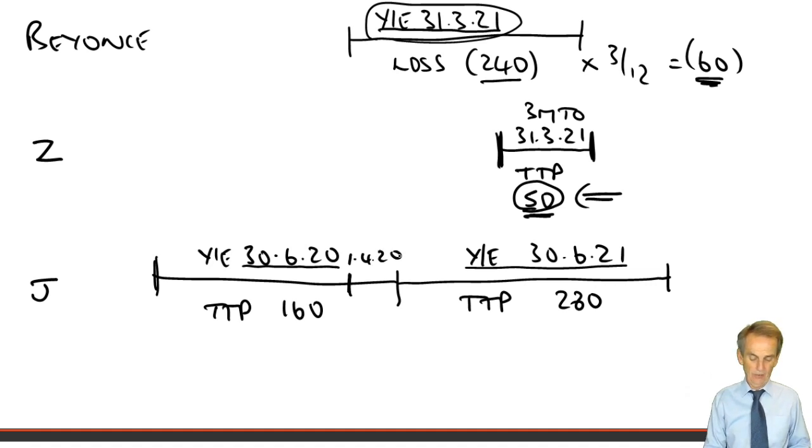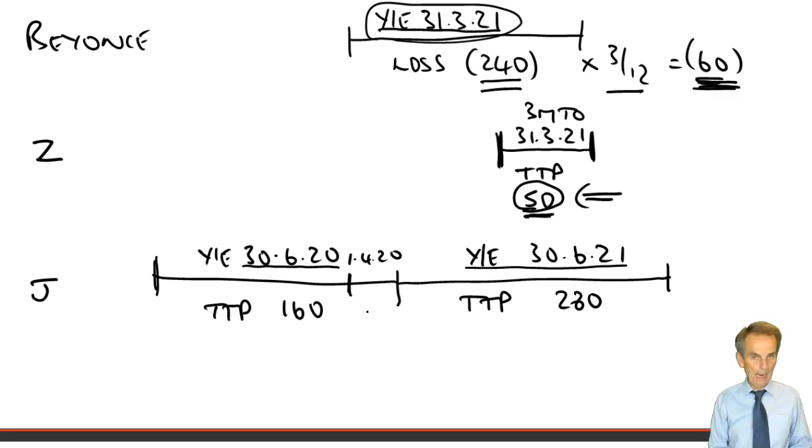So what have we got? We have got a coterminous period of 3 months. So, in which case, just as we did a moment ago, although it's a different 3 months here, 3 months worth of the loss of £240,000 is available to be group relieved. That is £60,000.